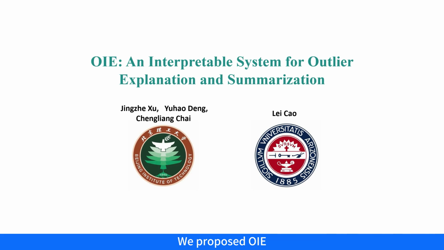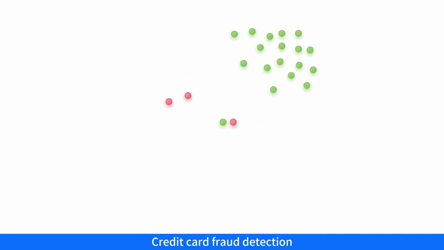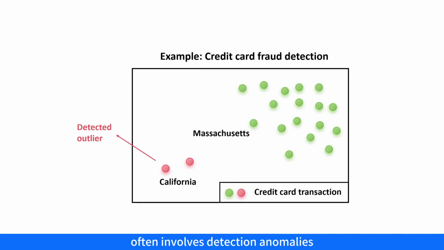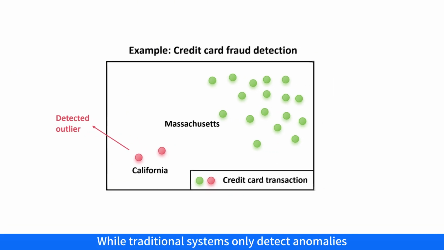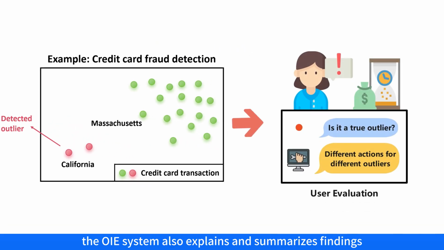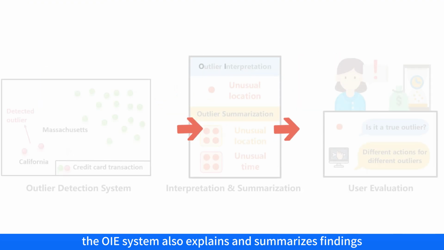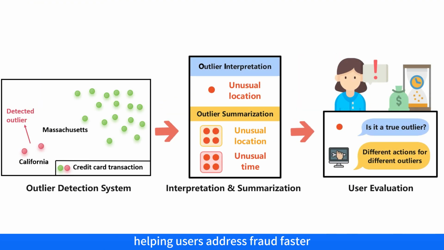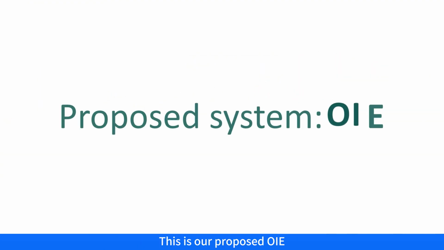We proposed OIE. Credit card fraud detection often involves detecting anomalies. While traditional systems only detect anomalies, the OIE system also explains and summarizes findings, helping users address fraud faster. This is our proposed OIE.